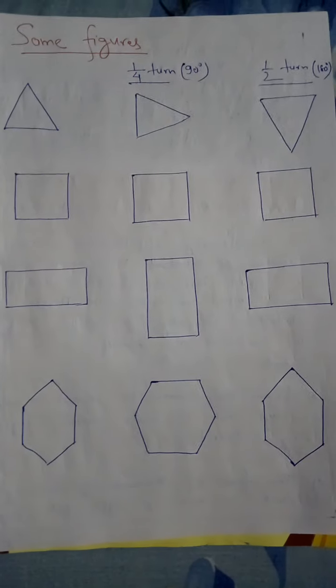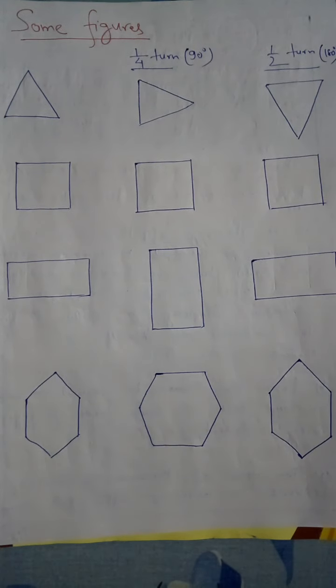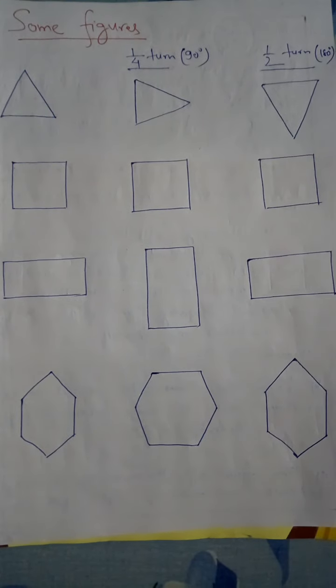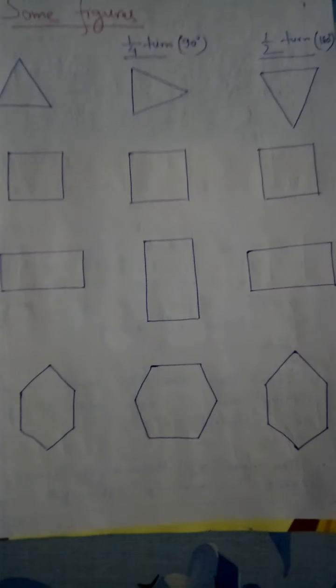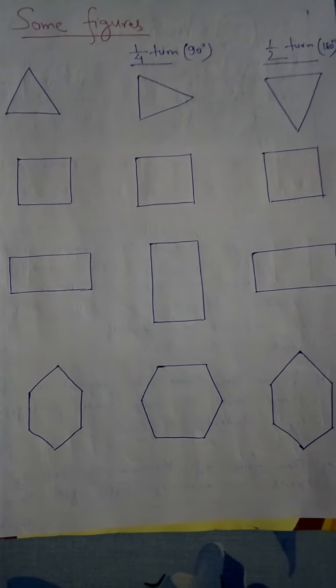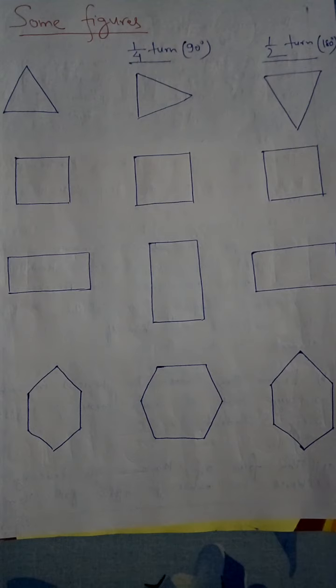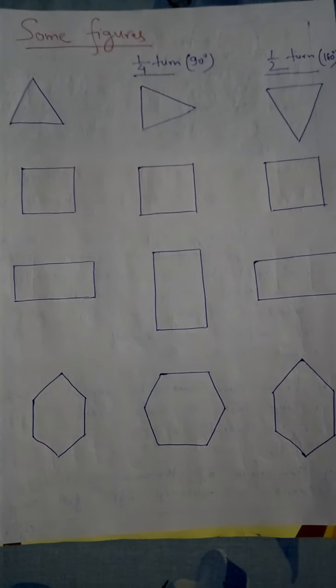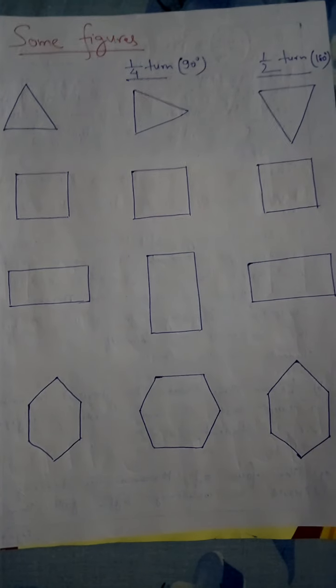How to rotate? Basically we will do 2 types of rotation: 1/4 turn, that is 90 degree, and the other one is half turn, 180 degree. We did all the English alphabets, the digits, some of the figures, some 2-digit numbers, 3-digit numbers, and also English words. So with this we complete chapter number 5, Does It Look the Same?